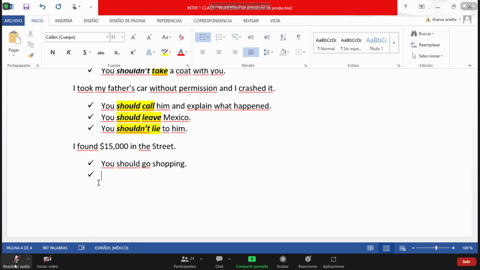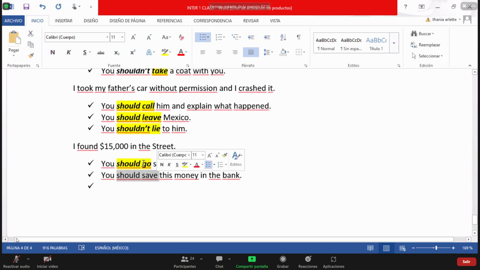Guys, do you consider it is a good idea to put it in the bank? Yes, teacher. Yes, why not? And how do you say it with should? You should save this money in the bank. Yes, I like it. You should save this money in the bank. Okay, very good. Those two are affirmative. We are going to highlight it and put it in bold. Should go, should save.